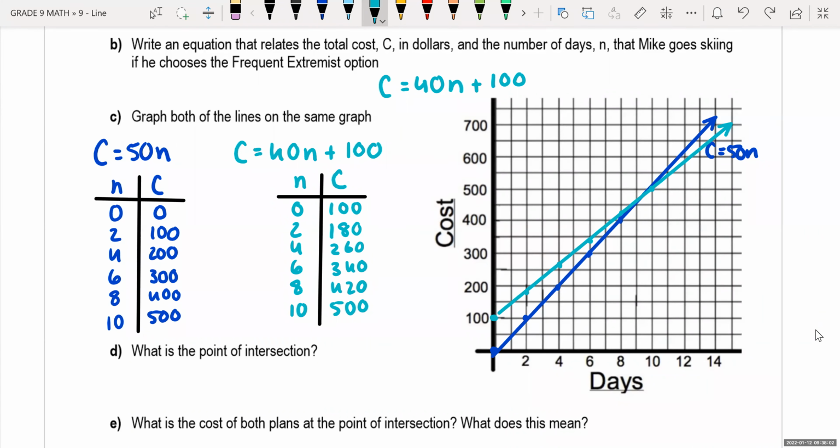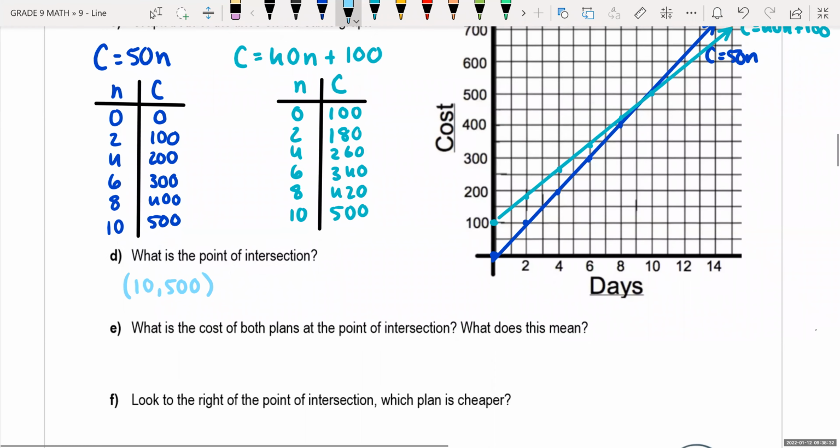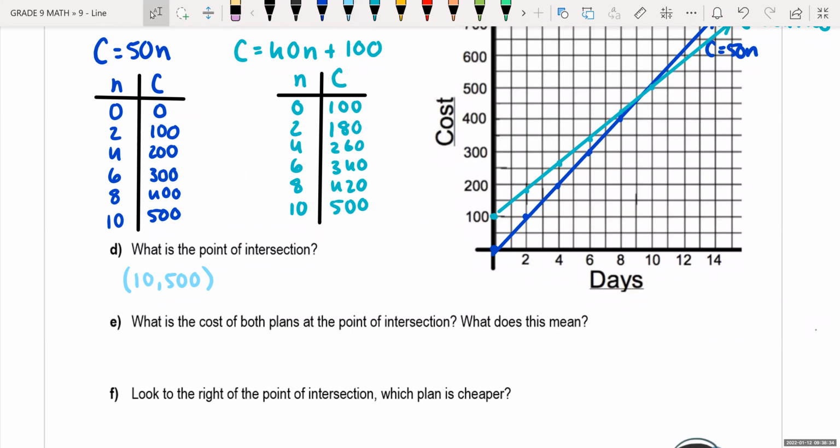Okay, so I'm going to do a couple of things. Number one, I'm going to label this other line, which I forgot to do. So this is C is equal to 40n plus 100. And then number two, for question B, I'm going to write, what is the point of intersection? The point of intersection is going to be 10 comma 500. So what does this number mean? It means for both plans, oh, actually, that's the next question. So what is the cost of both plans at the point of intersection?